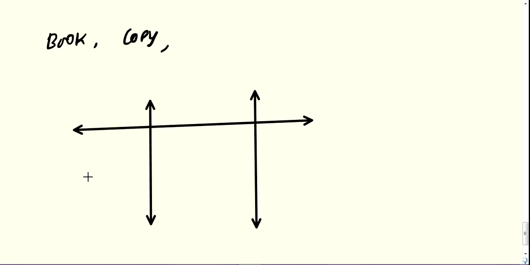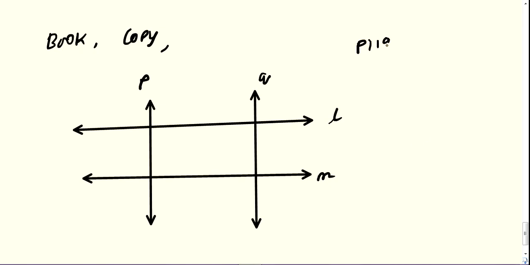Next, question number 7. Using the given figure, answer the following. Name the pair of parallel lines. I think you can solve this question, it's very easy. You have lines here, and now you can find which lines are parallel and which are not. So this line is P, this line is Q, this line is L, and this line is M. So first, name the pairs of parallel lines. P is parallel to Q and L is parallel to M.